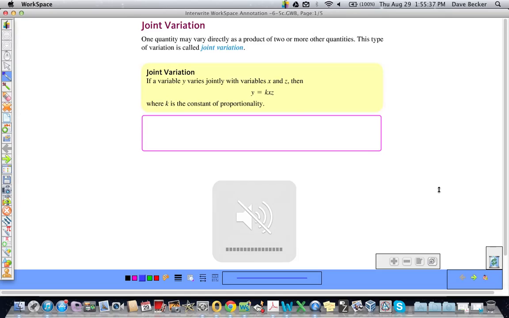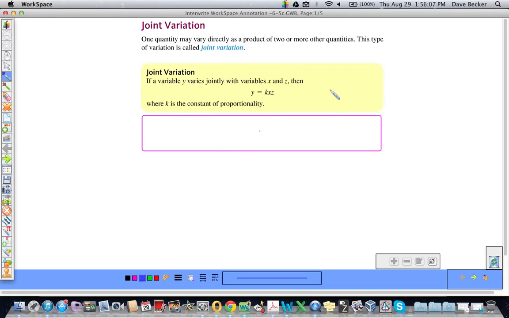So here we go. With joint variation, as we continue from direct and inverse variation, one quantity may vary directly as a product of two or more other quantities. This type of variation is called joint variation. If a variable y varies jointly with variables x and z, then y equals kxz.